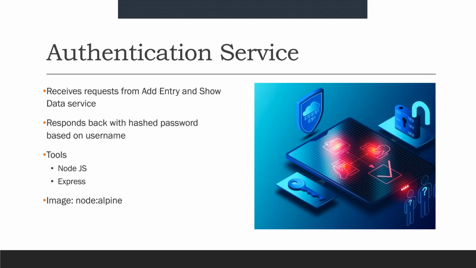So for the authentication service, it receives requests to a specific URL, and that URL takes the end of the URL as a parameter for a username. And if there's an associated username, it'll return the hash of that user's password so that the other services can use that to calculate whether or not someone signing in has entered the right password. This service uses Node.js with Express.js for the API, and I use the Node Alpine image for this service.